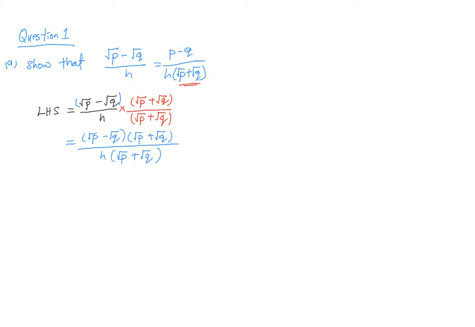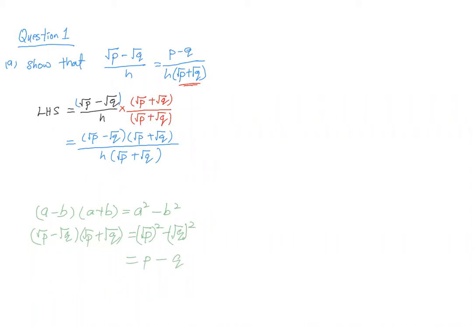Hello? Yes. A minus B times A plus B. What do you get? A squared minus B squared. So square root of p minus square root of q times square root of p plus square root of q. Isn't it square root of p squared minus square root of q squared? And this is p minus q.